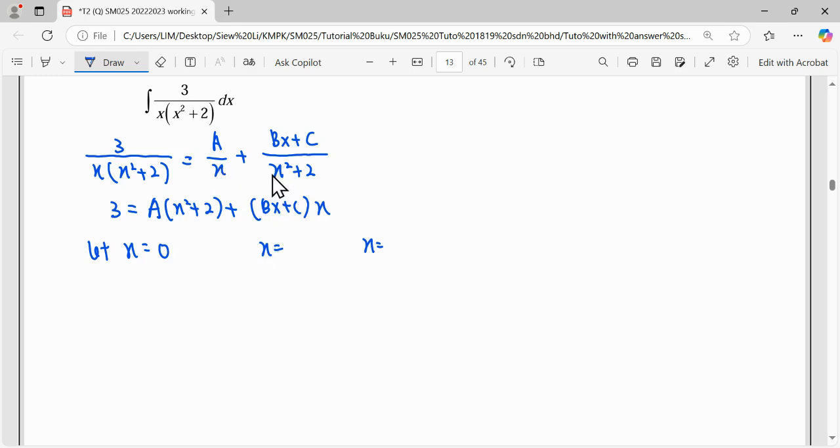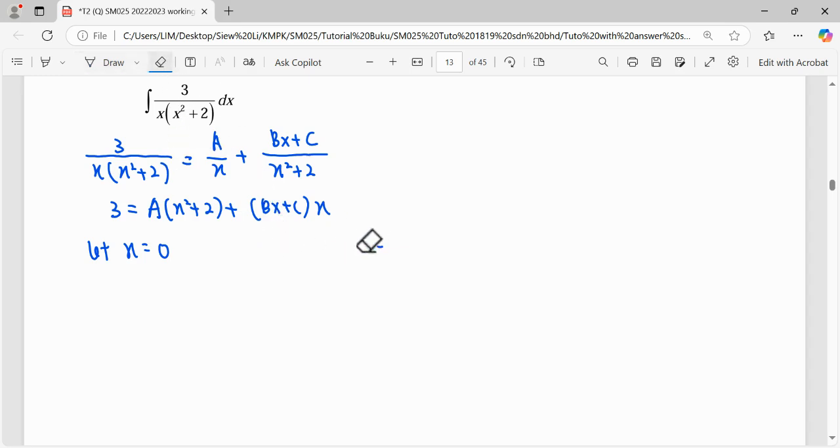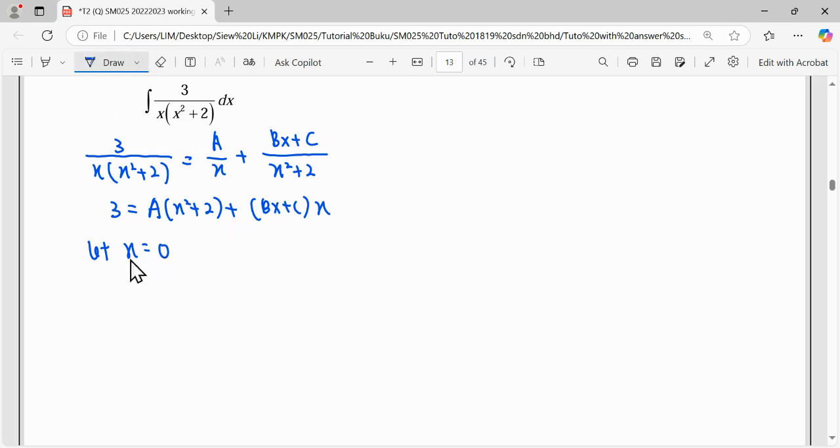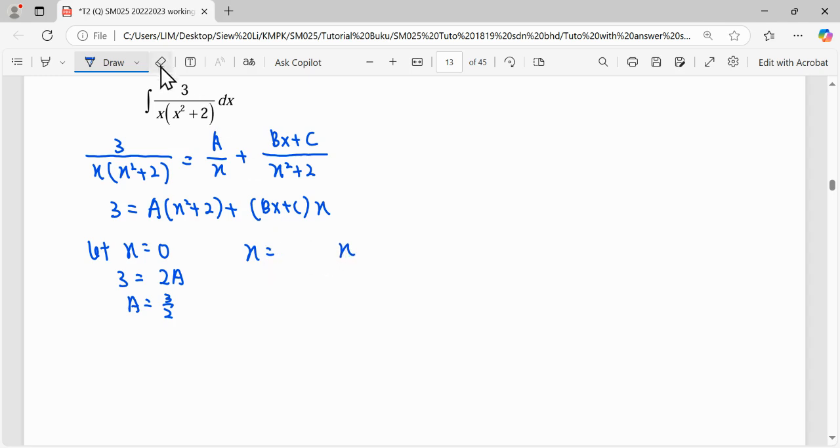For the other ones, we need to use simultaneous equations. So we substitute first, we find out one first. Substitute x is 0. It gives us 2A, and then A, you can get, is 3 over 2. So for another one, if we want to substitute, we'll come to a simultaneous equation.